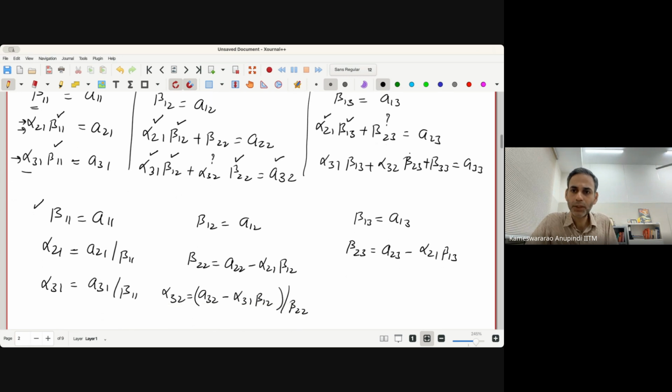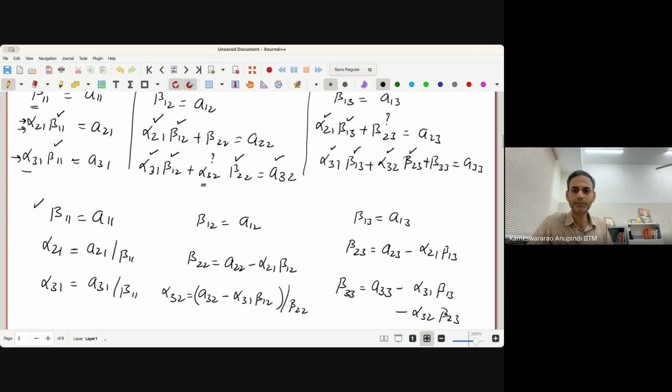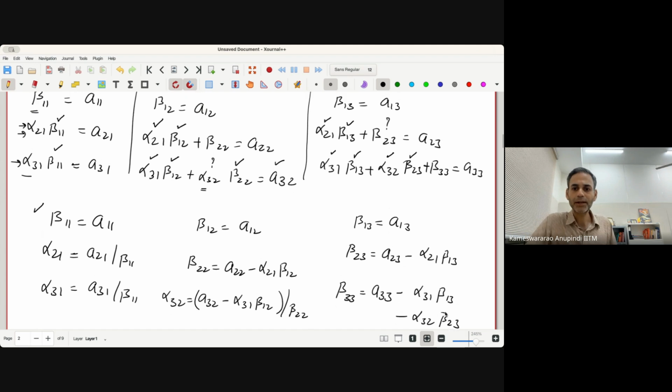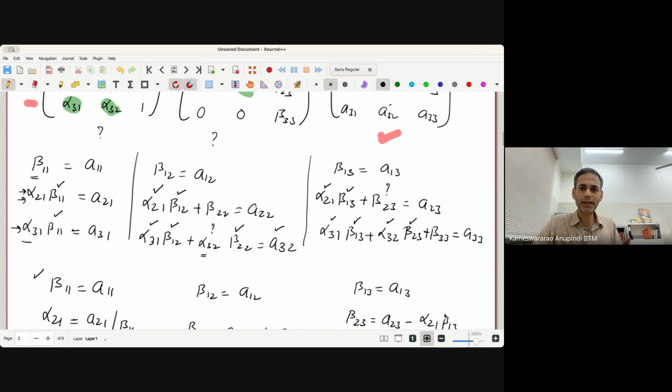Once I know beta 2,3, alpha 3,2, which I have already calculated in the previous step, beta 1,3, which I calculated here, and alpha 3,1, I can calculate beta 3,3. Beta 3,3 equals A 3,3 minus alpha 3,1 beta 1,3 minus alpha 3,2 beta 2,3. Okay, that means I calculated beta 1,3, 2,3, and 3,3.